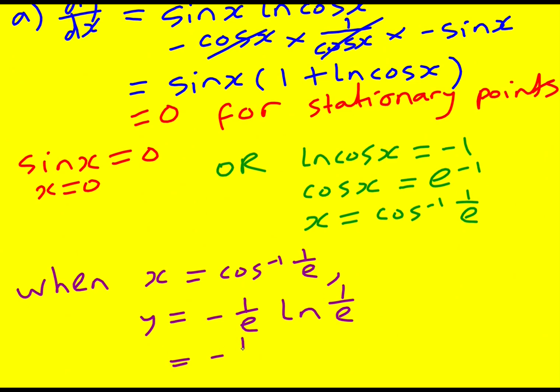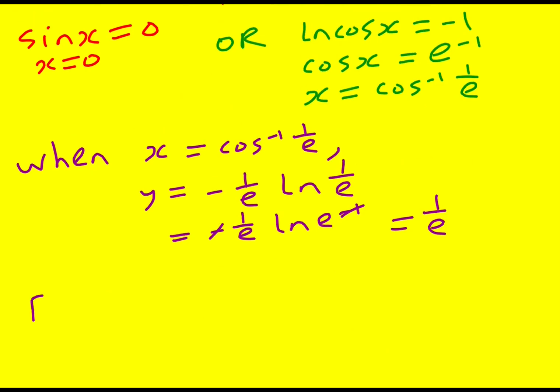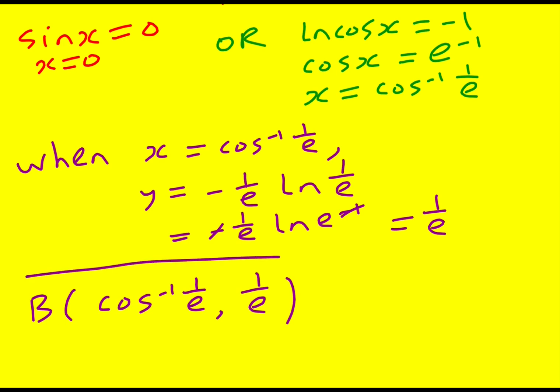Let me just put an extra step in. It's going to be 1 over e ln e to the minus 1. I can bring that minus 1 down and cancel it with that minus. Ln e is just 1, so I get 1 over e. And therefore b has coordinates the same as a, in fact, except we're just going to get a different inverse cos value. Okay, nice start to this question.